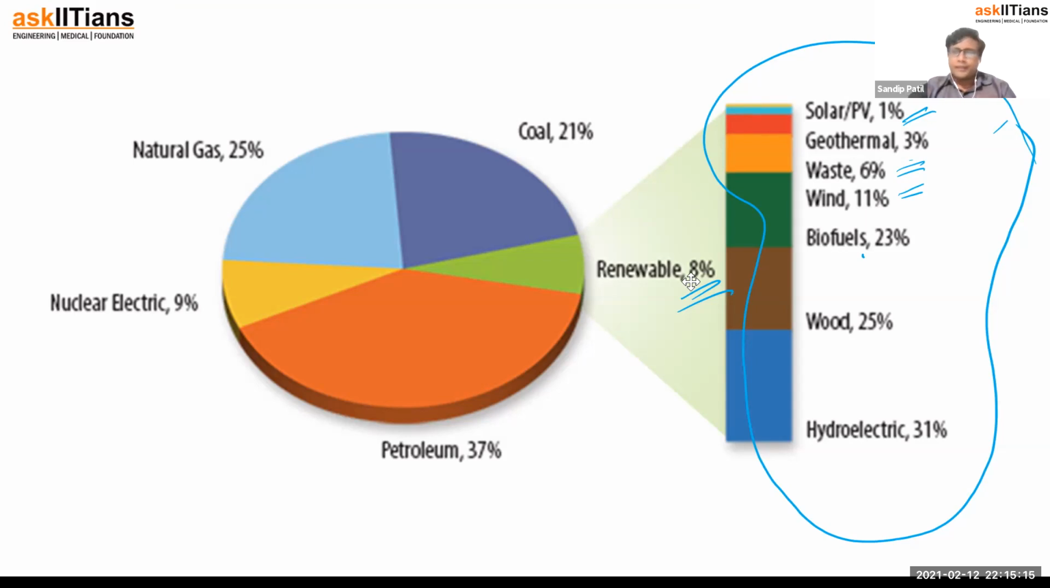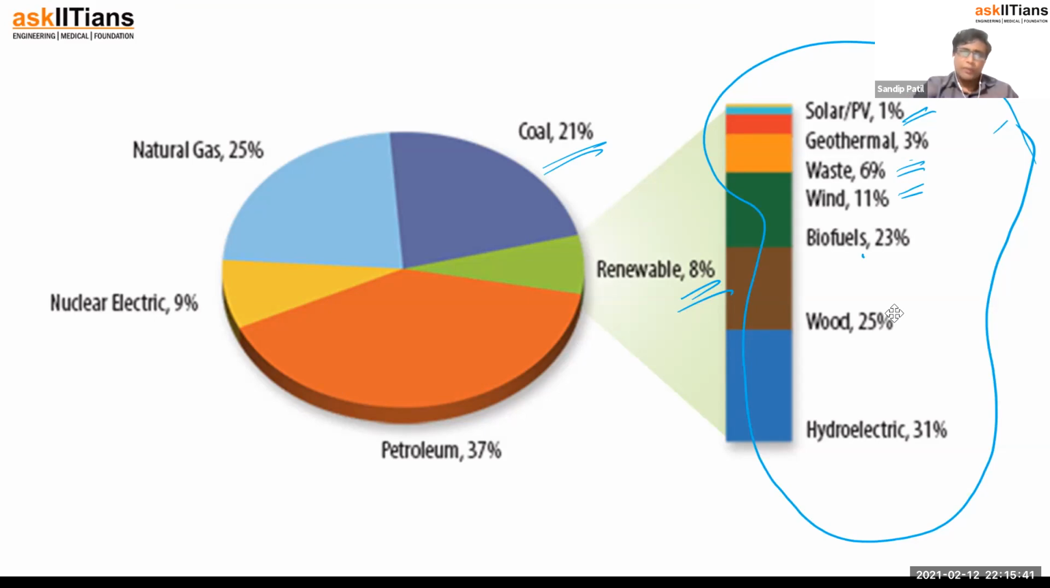Okay. Then in coal, you can see we use a lot of energy from coal, 21%. But again, the problem is it is not renewable. Coal mines are limited, so obviously there is a limit on how much coal we can use. Once those coal mines are finished, we don't have any other option, right?